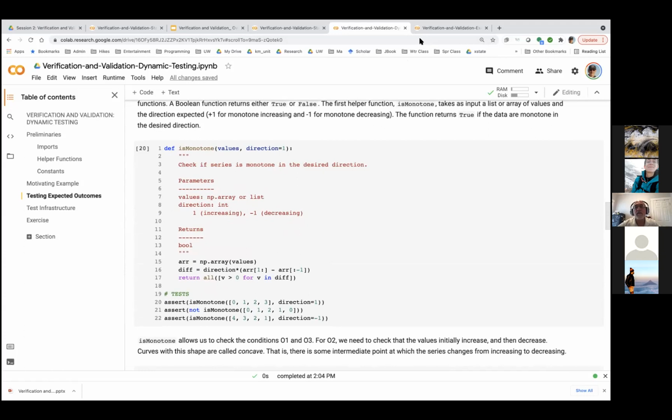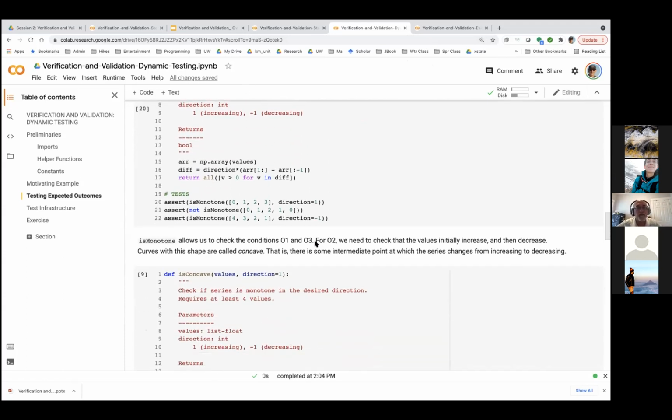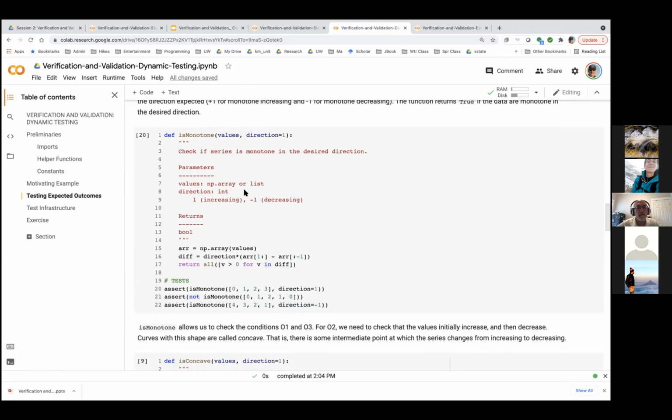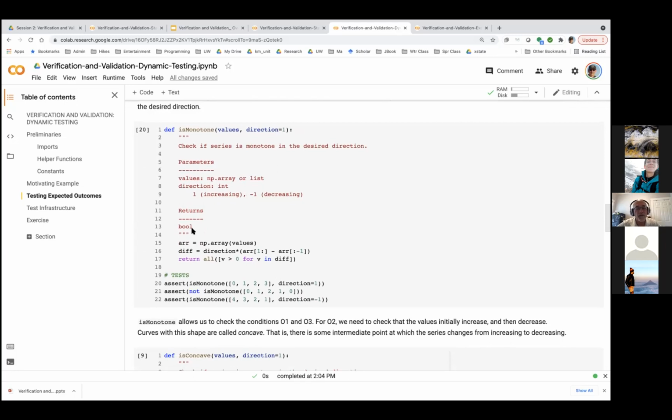Check the chat, see if you have any comments. What does assert do? The argument of assert is something that's a Boolean, something that's either true or false. So is monotone returns a Boolean. It returns either true or false. So it makes sure that all of them are greater than 0. That's what the all means there. So this is going to return something that's either true or false. Assert, if it's true, does nothing.